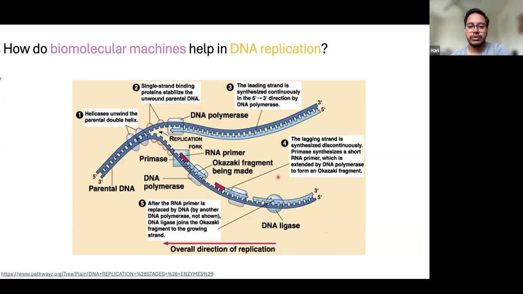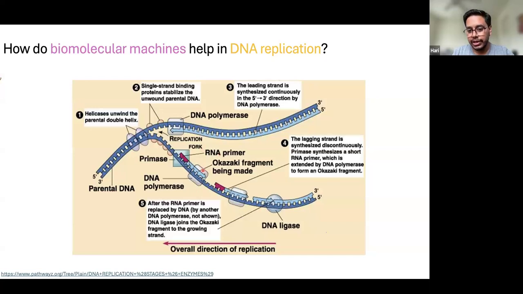Yeah, that's a good question. When the DNA polymerase is making the complement of the leading strand, it has a starting point, and as the polymerase moves ahead, the replication fork keeps opening. But it's not true for the lagging strand.